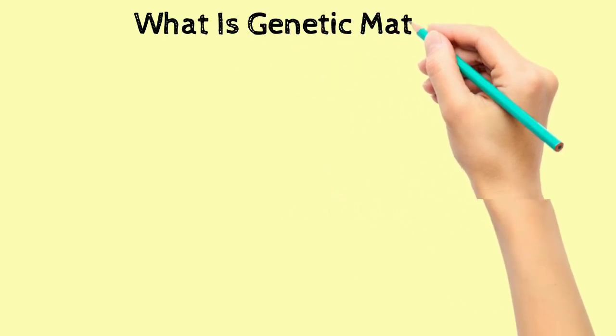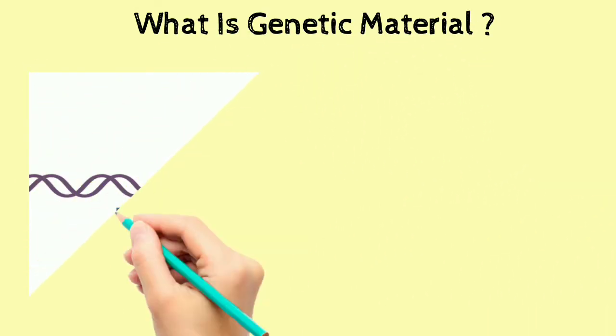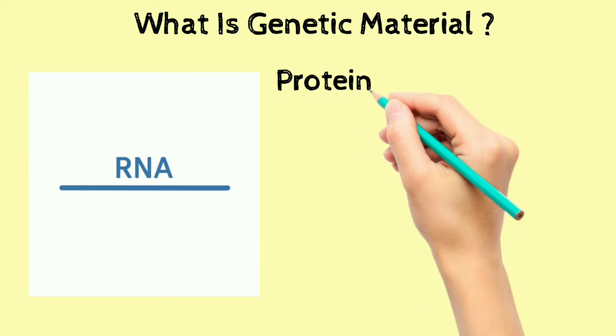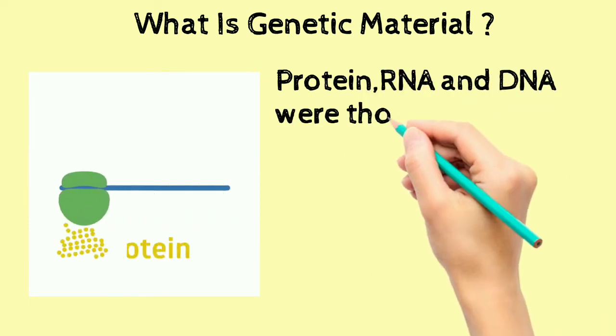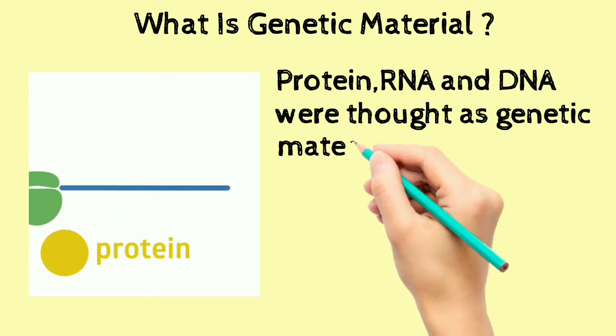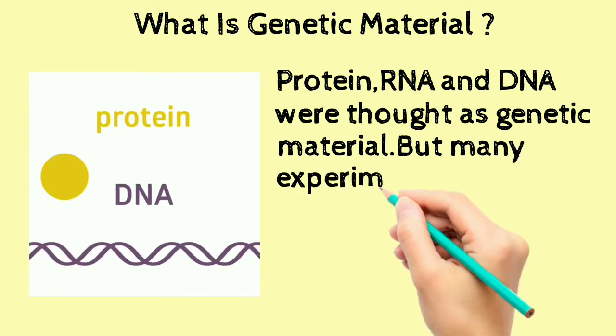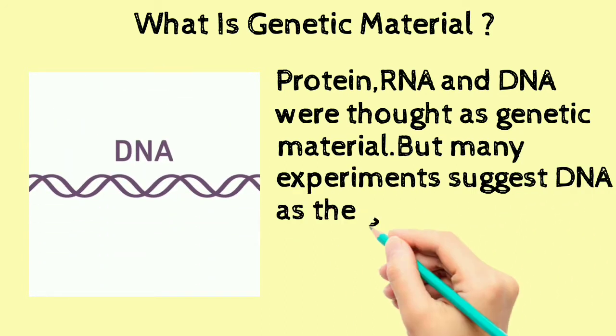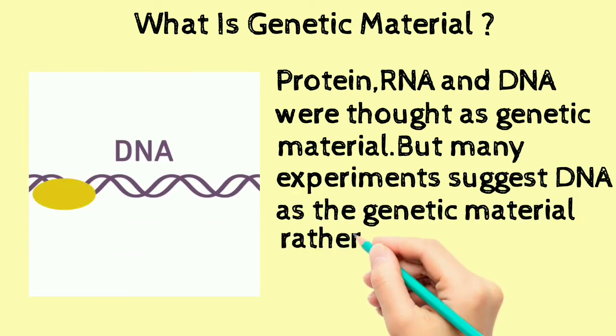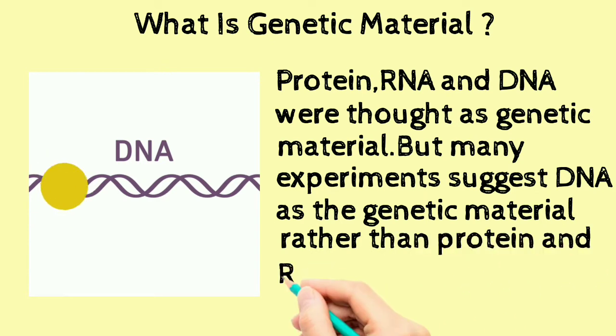What is genetic material? Protein, RNA, and DNA were thought to be the genetic material, but many experiments suggest DNA as the genetic material rather than protein and RNA.